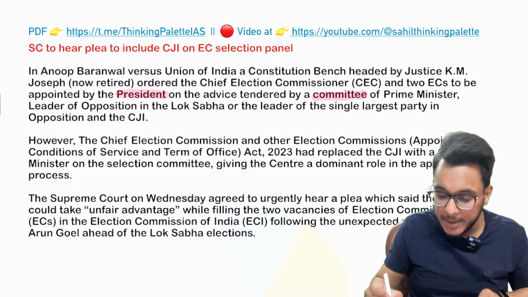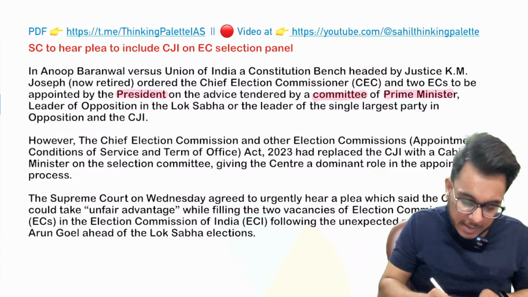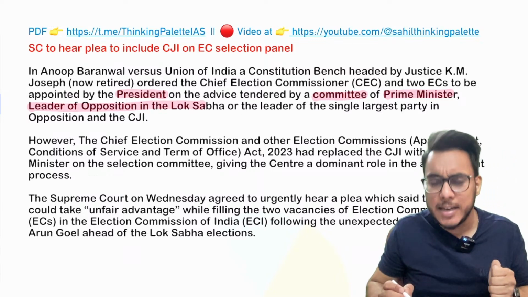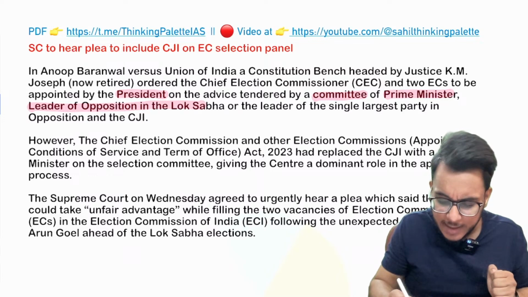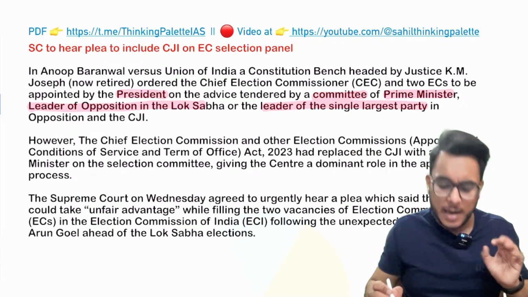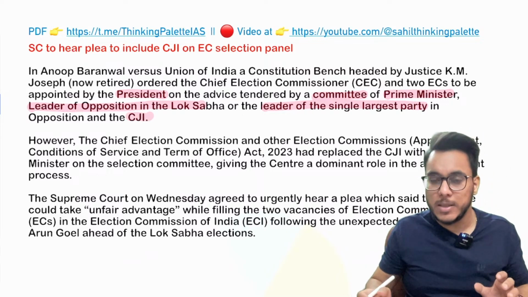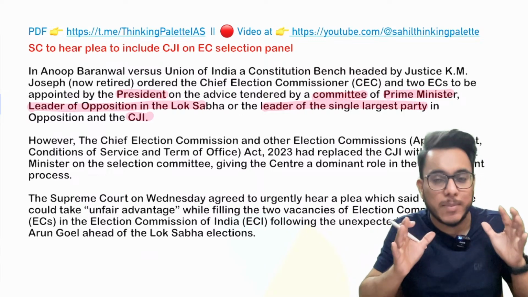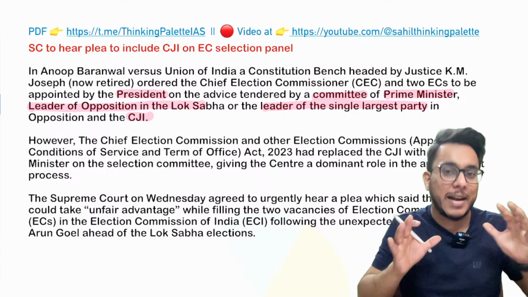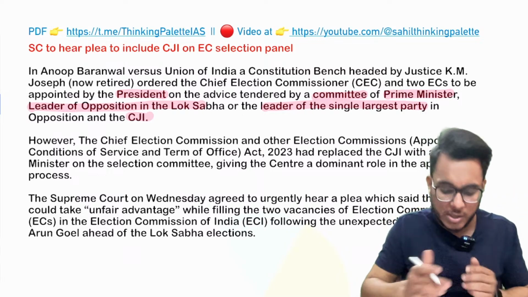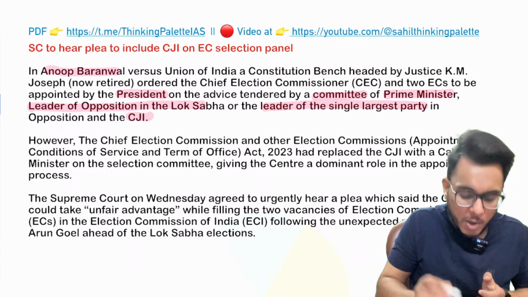Now this selection committee will consist of Prime Minister, leader of opposition in the Lok Sabha. If there is no recognized leader of opposition in Lok Sabha, then leader of the single largest party in opposition will be there, and then Chief Justice of India will be there. So Prime Minister, leader of opposition, Chief Justice of India, three people should be there in collegium, and that collegium, this selection body will appoint the Chief Election Commissioner and Election Commissioner. This direction was given in Anup Barnwal case.